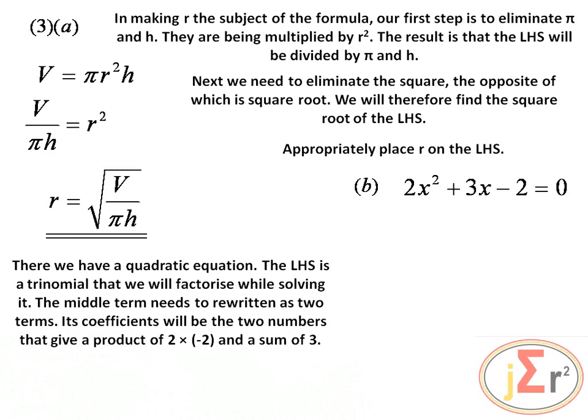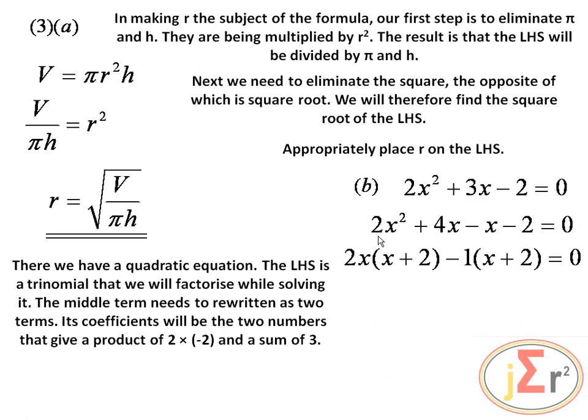The middle term needs to be written as two terms. Its coefficients will be the two numbers that give a product of 2 times negative 2 and a sum of 3. So which numbers do you know will multiply to give the same thing as when we multiply 2 with negative 2? That will give a negative 4. They multiply to give negative 4, and they add to give 3. So those numbers are 4 and negative 1. They will be the two components of the two middle terms that will replace the single one that we have right here.